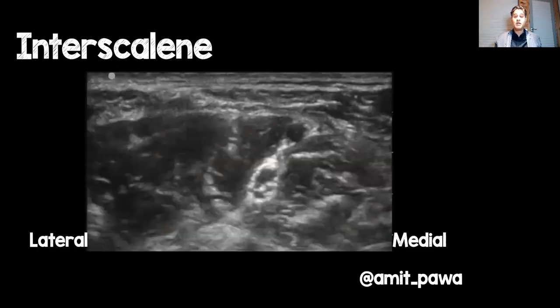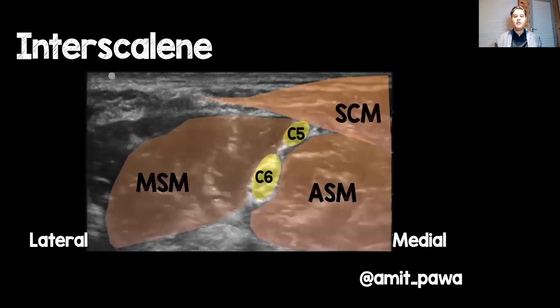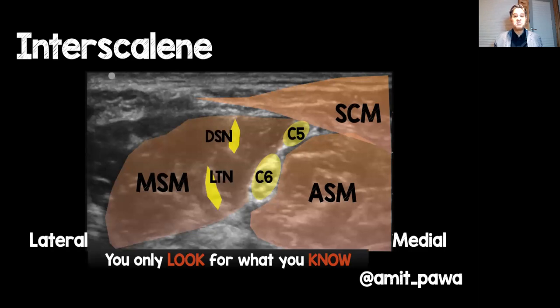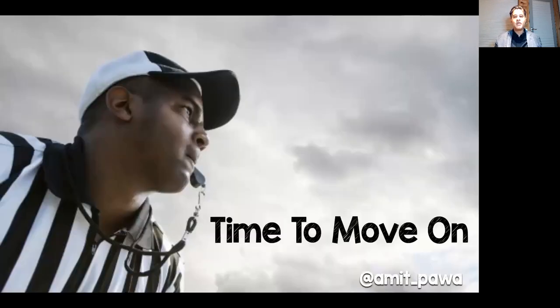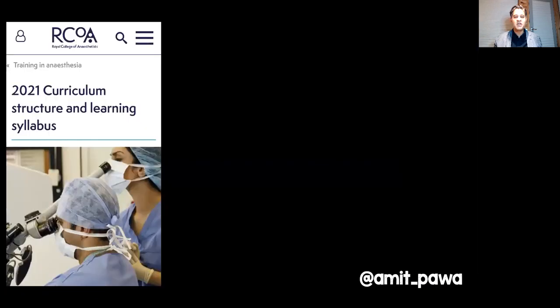Let's apply that to an ultrasound image. Here's an ultrasound image, right? Let's apply that schematic to it. There we go, sternocleidomastoid over the muscles. You can see C5 and C6, but actually there's a couple of extra structures in there. If you're really smart, you would have spotted the dorsal scapular nerve and the long thoracic nerve. That just emphasizes the point that you only look for what you know. So the more anatomy you learn, the more you'll be able to look out for. I think there's probably time enough for me to move on to the next part of the presentation.